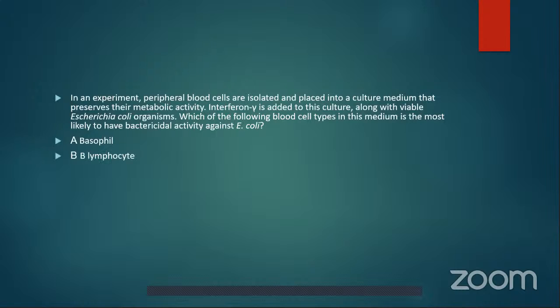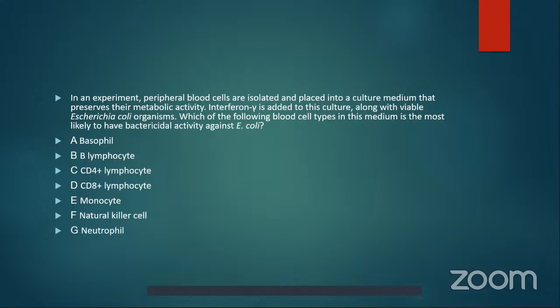Is it basophil? Is it lymphocyte? Is it CD4 plus lymphocyte? Is it CD8 plus lymphocyte? Is it monocyte? Or is it natural killer cell? Or is it neutrophil? Anybody? So we are giving a chemotactic stimulus with interferon gamma and the microbe. Essentially, there is a microbe and you have added interferon gamma. So interferon gamma activates which cell line? I don't think I have any takers. The answer is monocyte.